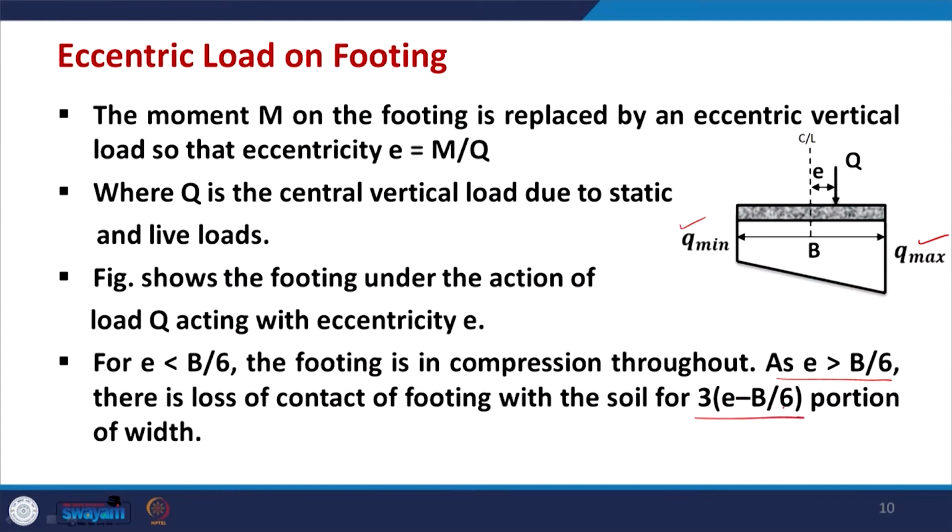So what happens? There will be loss of contact with the soil for 3 times the difference of e minus B by 6 of the width. If e is less than or equal to B by 6, this will be 0, but if the value of e exceeds B by 6, then the difference of e minus B by 6 multiplied by a factor of 3 will give you the width where there is a loss of contact between soil and footing, and we will need to neglect that part for designing a foundation.